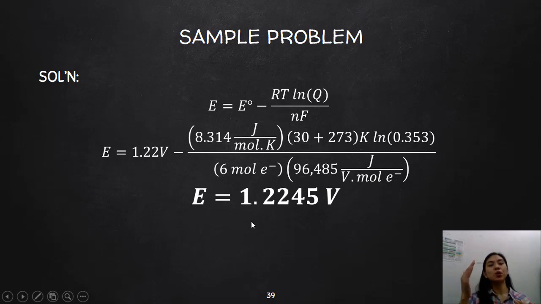So, kung titingnan nyo po, mas mataas po yung ating potential pag mas mataas yung temperature. Kasi po, the higher the temperature is, kumbaga mas na-excite yung ating electrons na mag-flow kasi may init. So, the higher the temperature is, the higher the voltage it can give out, or the higher the cell potential. Yan po yung isa sa mga tatandaan nyo. Pero pag mas mababa yung temperature, kumbaga, mas mabagal yung flow ng electrons.